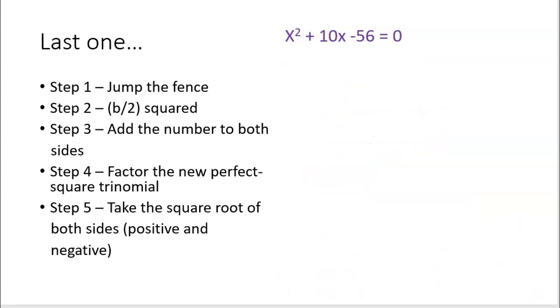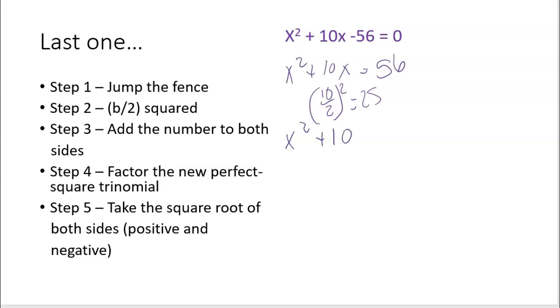Okay, last one. You should stop this right now and try it on your own, okay? Jump the fence, x squared plus 10x equals positive 56. b divided by 2 squared. 10 divided by 2 is 5. 5 squared is 25. I'm going to add 25 to both sides. X squared plus 10x plus 25 equals 56 plus 25 is 81, right?